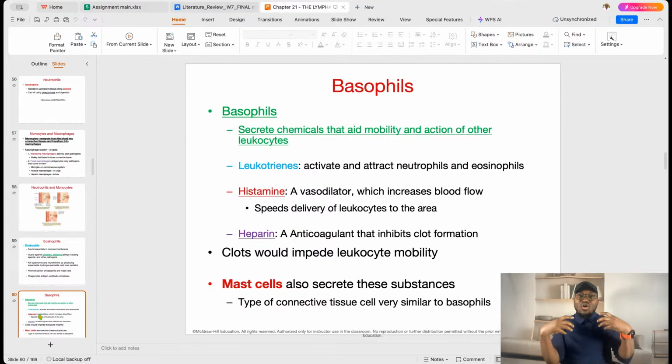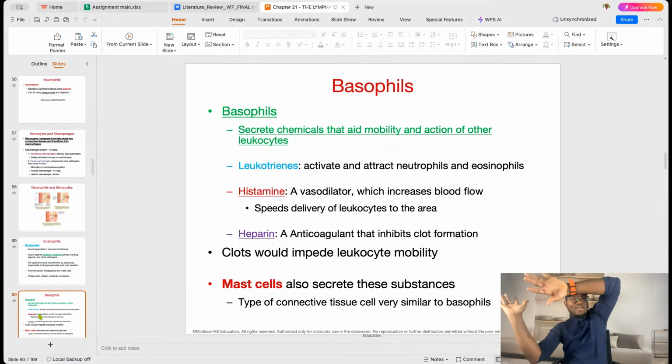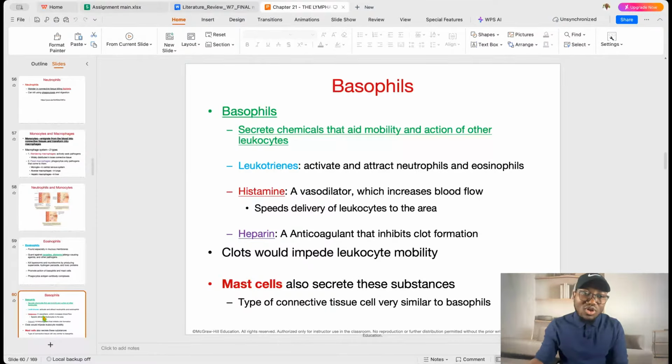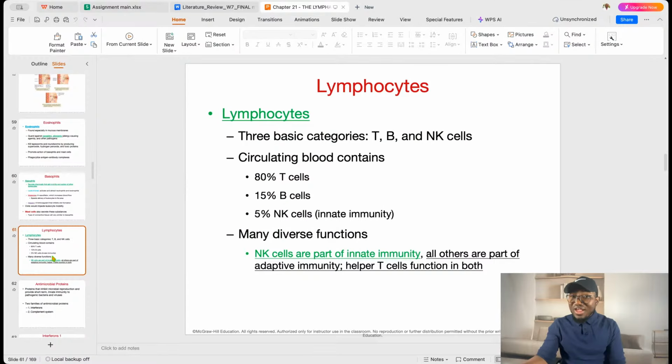What happens? Oh, let me give them histamine. Immediately they pour histamine and the blood vessel dilates. It gets bigger so that the neutrophils and the eosinophils can rush. You get it? And also the blood can coagulate and hold the neutrophils. So what happens? It pours heparin so that blood will not coagulate. So these are the three major things it produces. All right? So it is extremely important that you know this, because they will ask you in your exam.